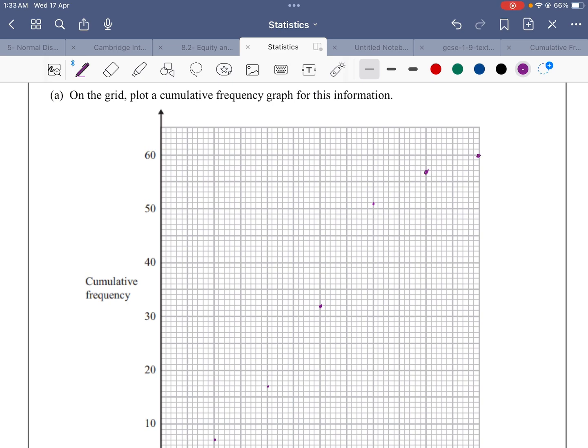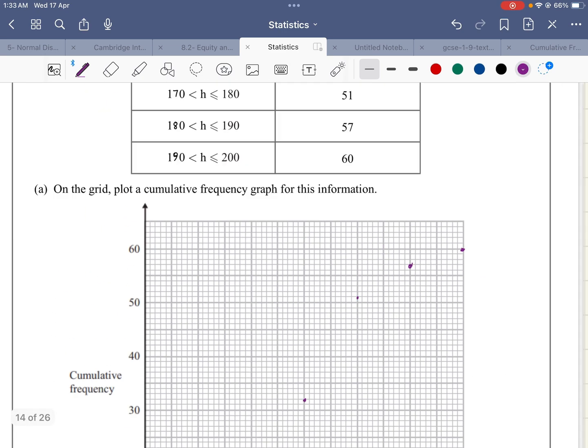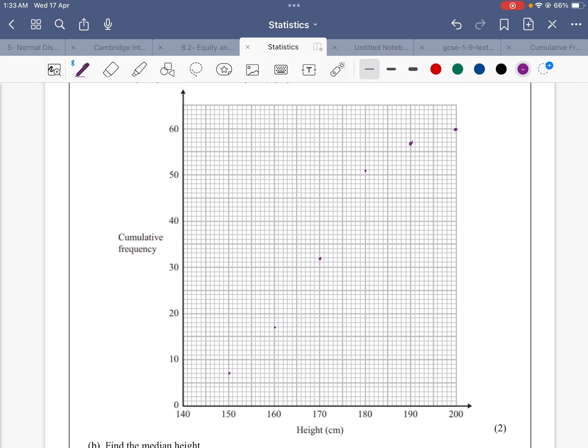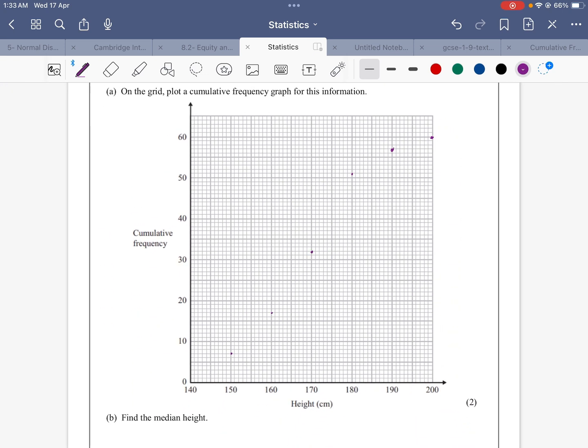And 60 is here. The total is 60. Always draw this curve freehand. Never try to use a scale for this curve. This should pass through all the points that I have drawn. See, it looks like this because the frequency keeps increasing.